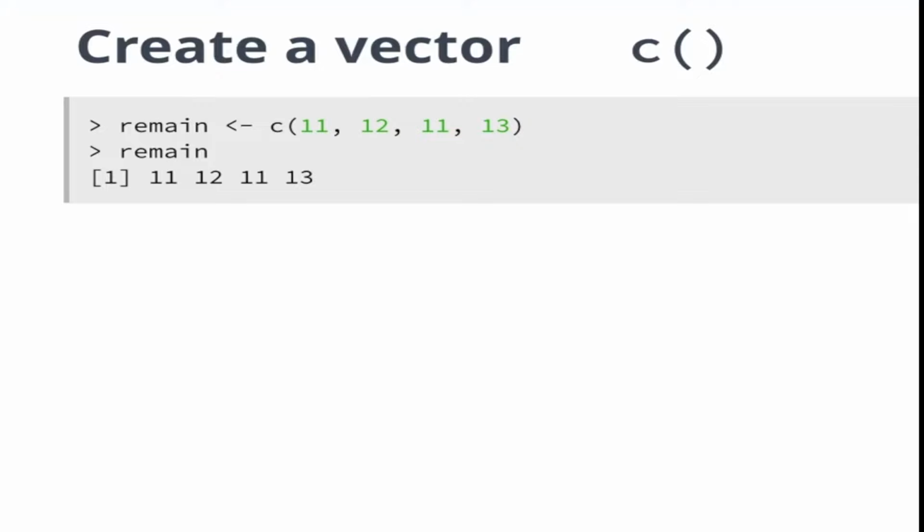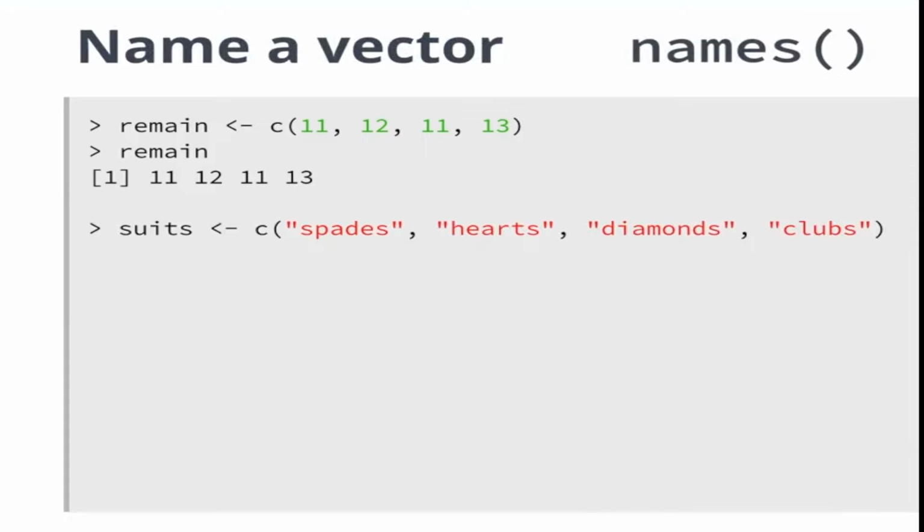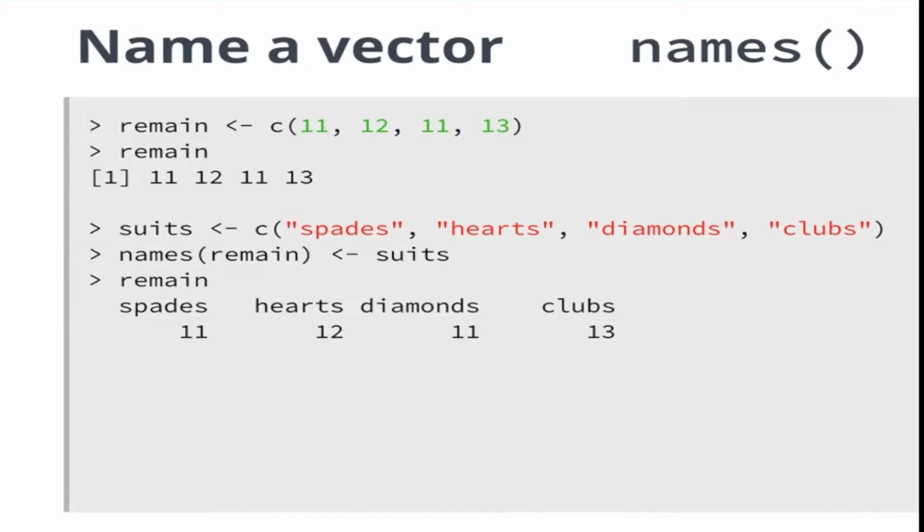Wouldn't it be useful if we could attach labels to the vector elements? We can do this in R by naming the vector. We can use the names function for this. Let's first create another character vector, suits, that contains the strings spades, hearts, diamonds, and clubs, the names we want to give our vector elements. Now, this line of code sets the names of the elements in remain to the strings in suits. If we now print remain to the console, we'll see that the suits information is accompanied by the proper labels.